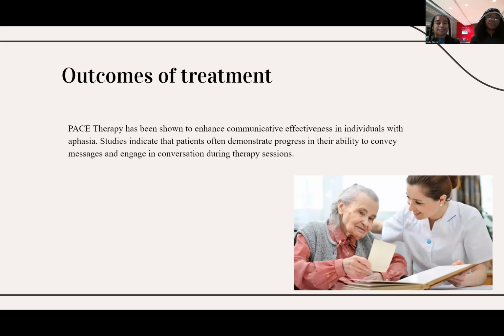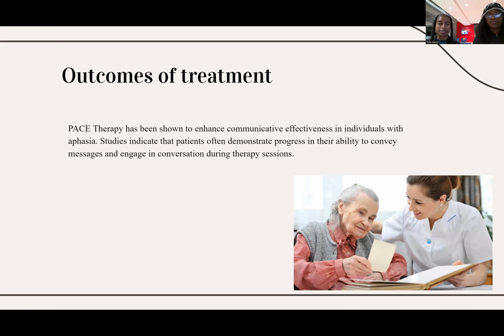Okay, so the outcomes of the treatment. PACE therapy has been shown to enhance communicative effectiveness in individuals with aphasia. Studies indicate that patients often demonstrate progress in their ability to convey messages and engage in conversation during therapy sessions.